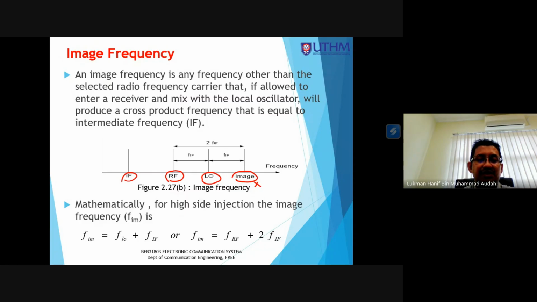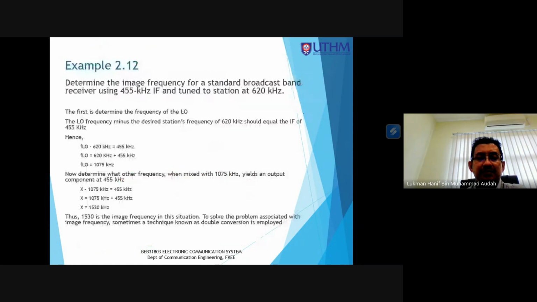So F image we can calculate equal to FLO plus FIF, or F image is equal to FRF plus 2FIF. So this is how we calculate the image frequencies.